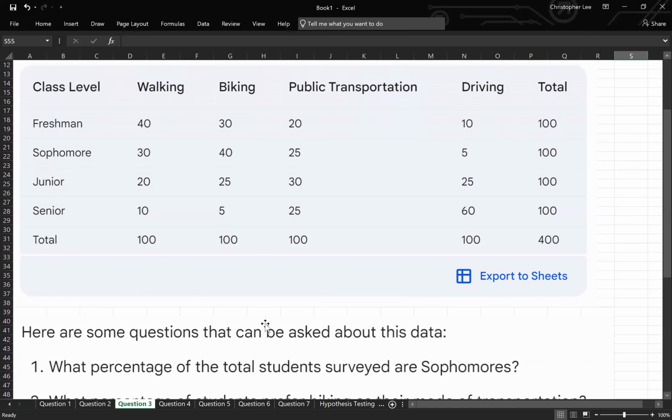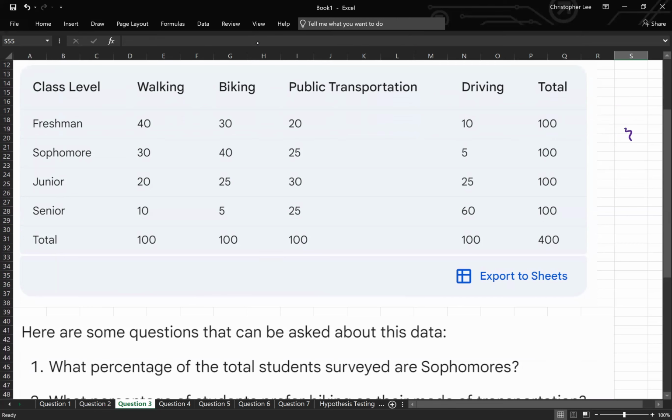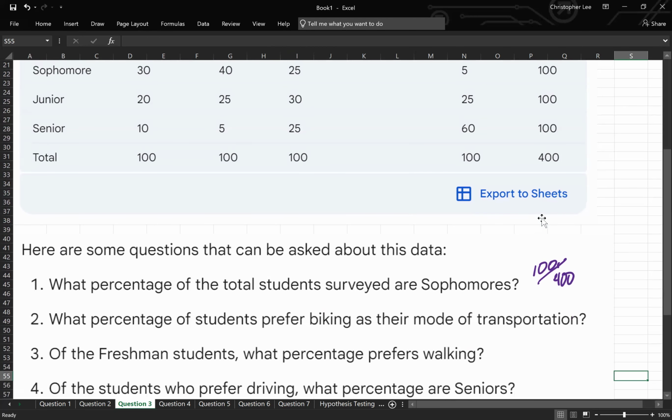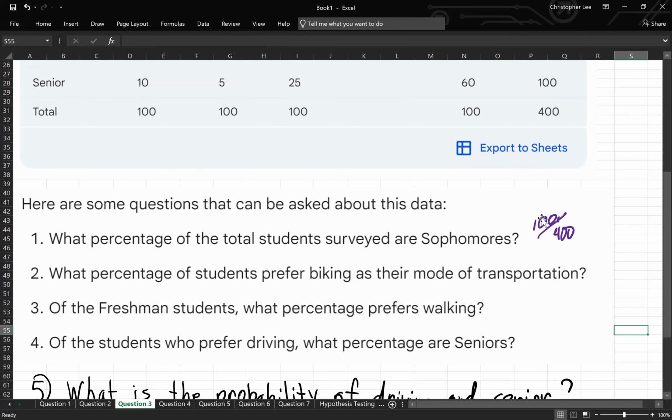What percentage of the total students? I'm gonna do this in purple. What percentage of total students surveyed are sophomores? Somebody give me the answer real quick. Very good. That's perfect. What percentage of students prefer biking as their mode of transportation? Okay.